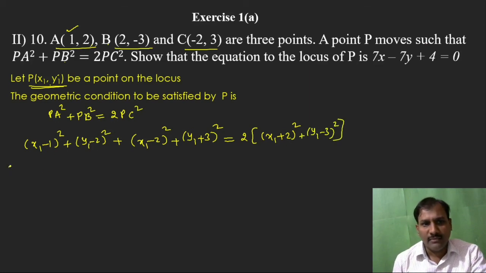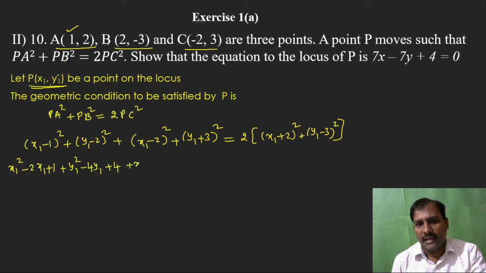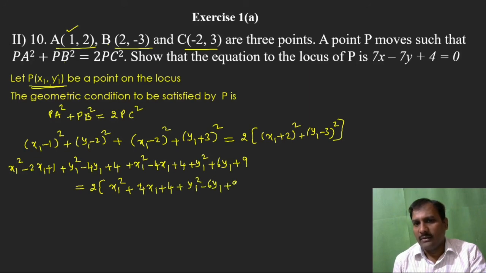Let us simplify this. That is x1 square minus 2x1 plus 1 plus y1 square minus 4y1 plus 4 plus x1 square minus 4x1 plus 4 plus y1 square plus 6y1 plus 9 is equal to 2 times x1 square plus 4x1 plus 4 plus y1 square minus 6y1 plus 9. Just expand all these terms using a minus b whole square and a plus b whole square formula.